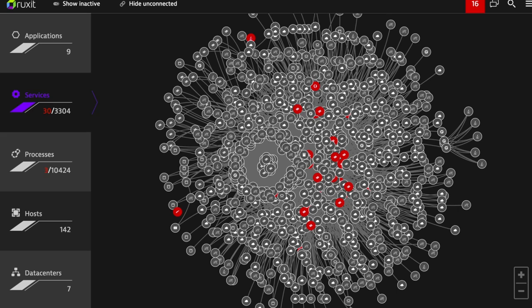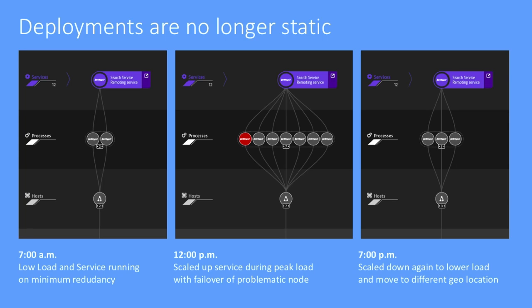Yes, it looks like a Death Star, and yes, it's complex. So you better figure out how to solve problems in these environments before you run in there. And again, keep in mind your environment's not static. In the morning, you might run 2 instances. During lunchtime, you run 7 with a failover here. And later at night, you run, again, fewer of those instances. So everything's more dynamic and harder to manage.